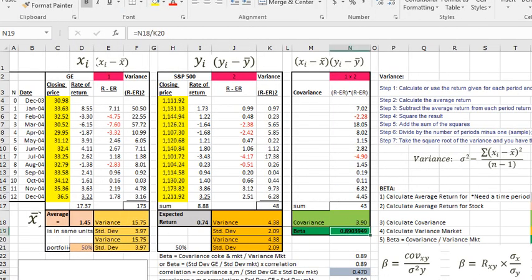So again, you can see that so we can use the audit toolbar. The beta is the covariance between the stock, GE, and the market, the S&P 500, divided by the variance of the market, okay? Now, covariance, remember we can rewrite it as correlation times standard deviation x times standard deviation y. So down here, I've got the beta as covariance over variance, but we can rewrite the algebra, and the beta is also equal to the correlation times the standard deviation of x, which in this case is GE, divided by the standard deviation of y, which is the market.